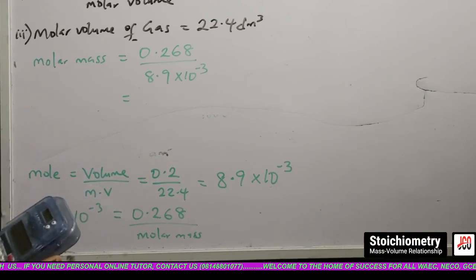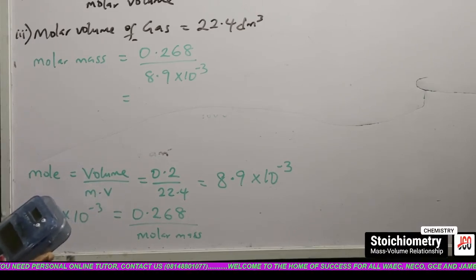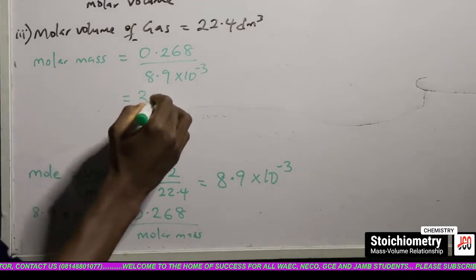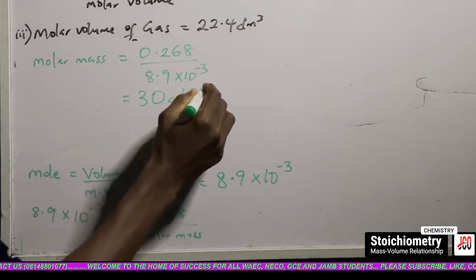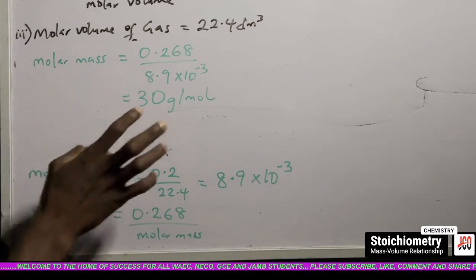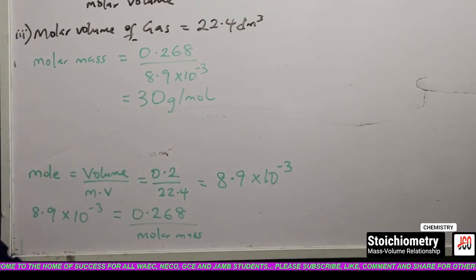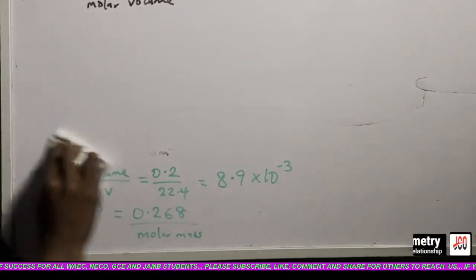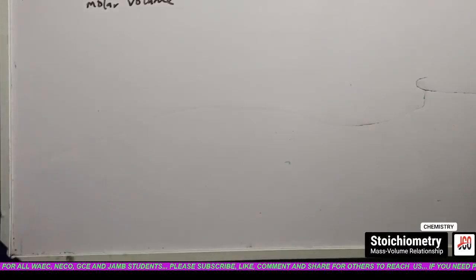0.268 divided by 8.9 times 10 raised to power minus 3. That is giving me 30 gram per mole. So that is the molar mass for that question. So let's go on further to question number 2.